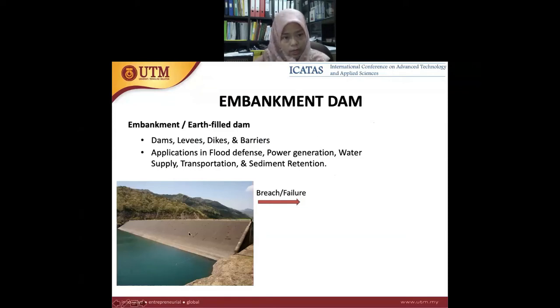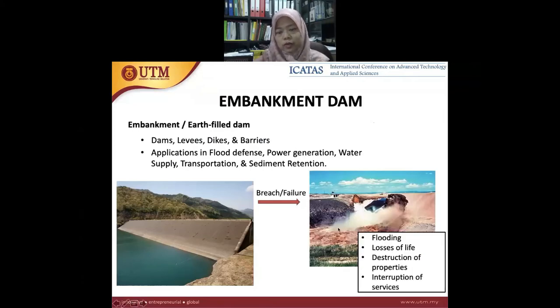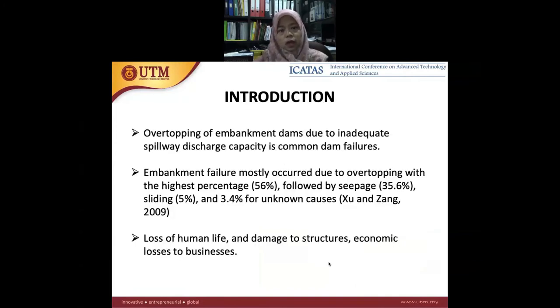Okay, here I show you an example of an embankment dam. When the embankment breaches or fails, it will cause massive disasters to the downstream valley, such as flooding, loss of life, destruction of properties, and interruption of services. So it's very important to study embankment failure, especially for emergency planning and for water security.